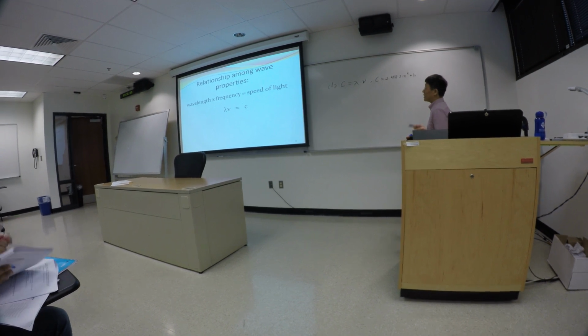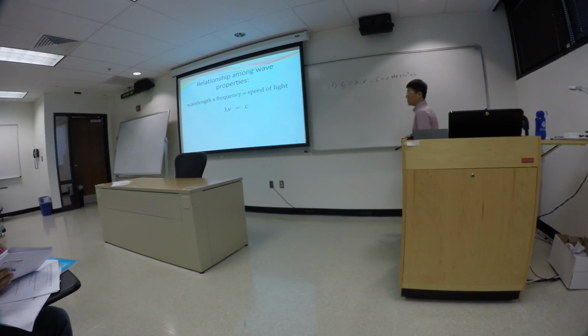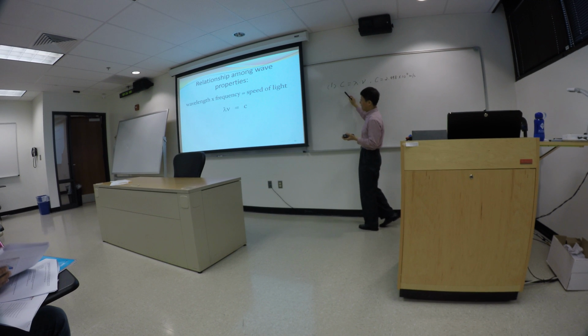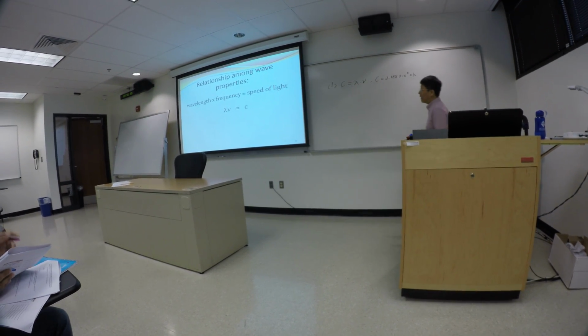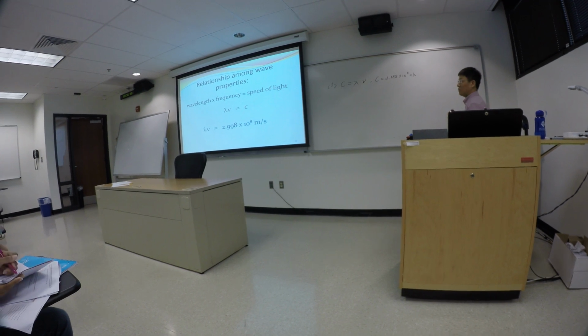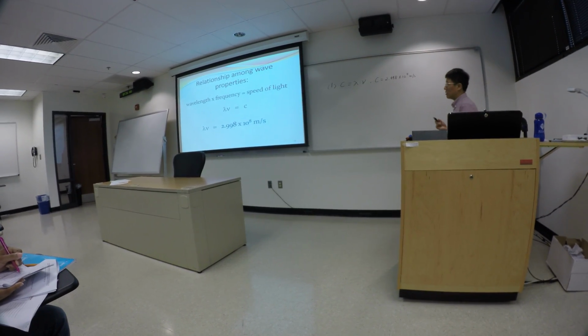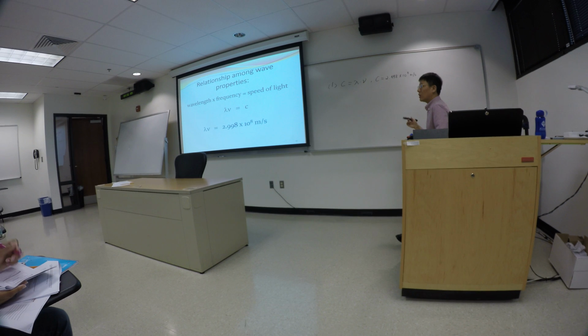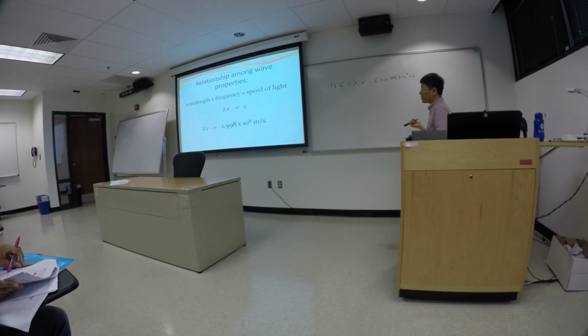Okay, so this is the equation, where I wrote it differently on this one. I put the c on the left side instead of the right side. And c is 2.998 times 10 to the 8th meters per second, or more often, as you see in the textbook, 3.00 times 10 to the 8th meters per second.